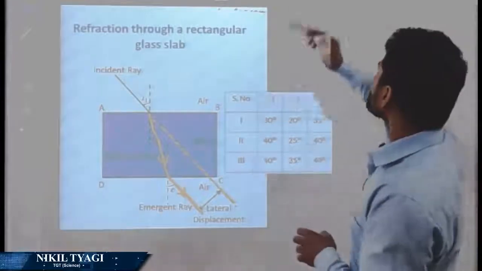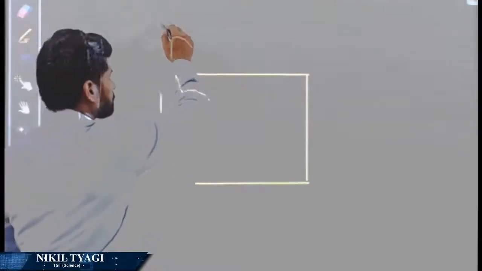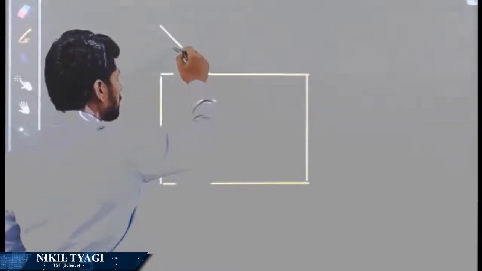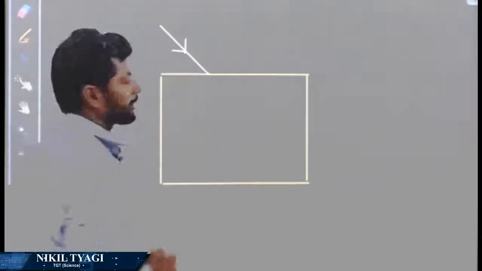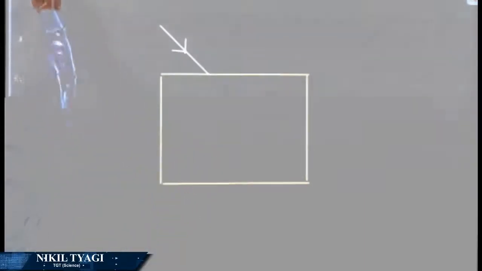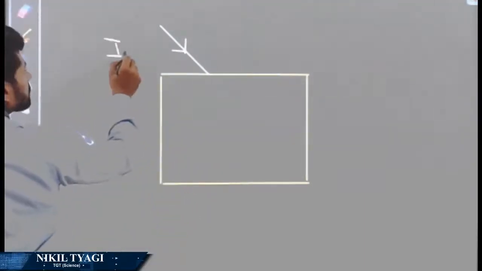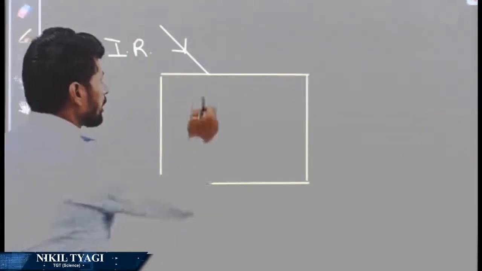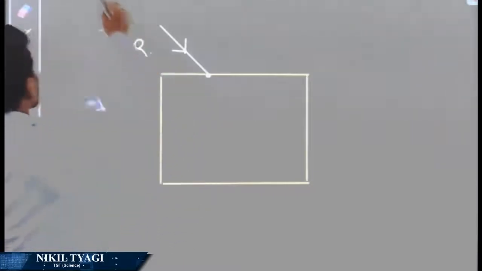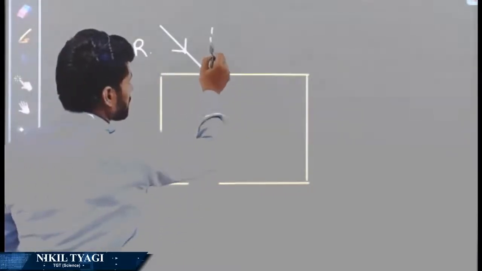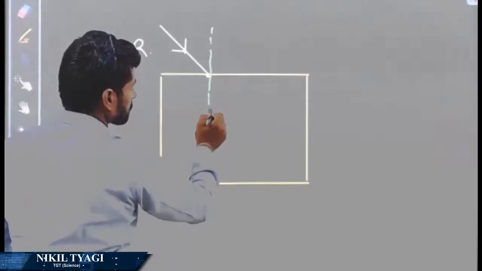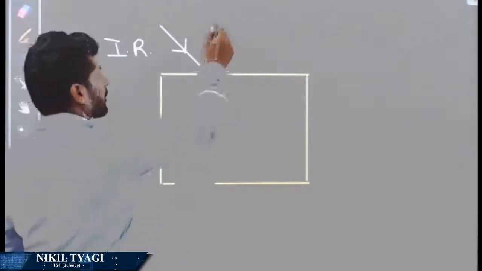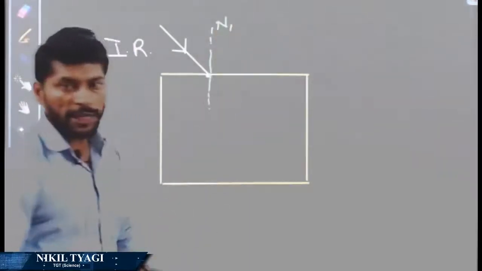Let's see. Yes, now this is a rectangular glass slab. Now I am taking one light ray which enters from this side, and this I will call the incident ray. In short I am writing incident ray. Alright, this is the point of incidence, so I will draw a normal here, an imaginary line perpendicular to the surface. This is the normal, giving it a name, normal 1, N1.